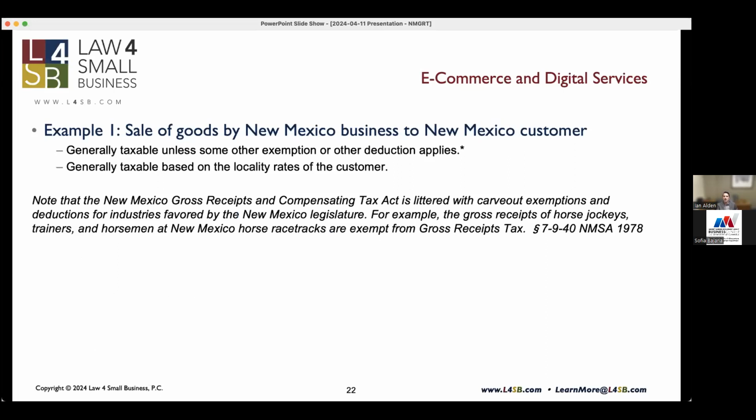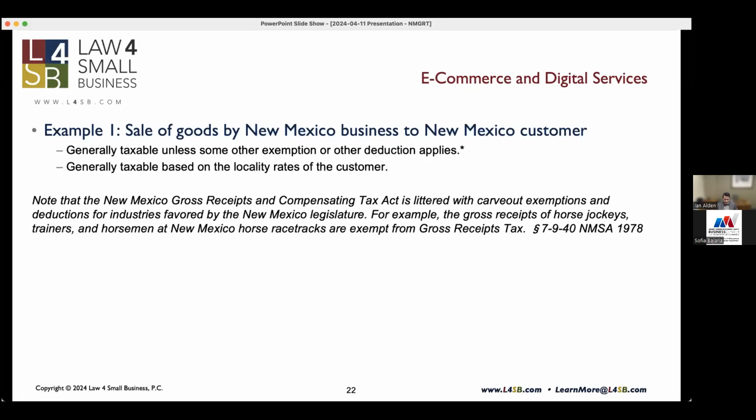So we're just going to go example by example through some transactions that you're going to commonly see with web businesses. The first is sale of goods by a New Mexico business to a New Mexico customer. This is pretty straightforward, generally taxable unless some other exemption or deduction applies. Generally taxable based on the locality rates of the customer. There's some exceptions to, again, the destination-based sourcing rule. But by and large, you look at the locality rates of the customer.